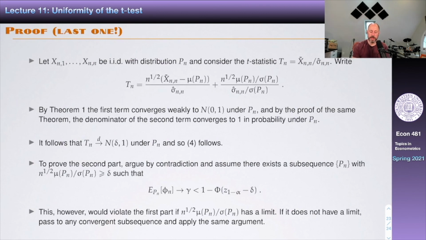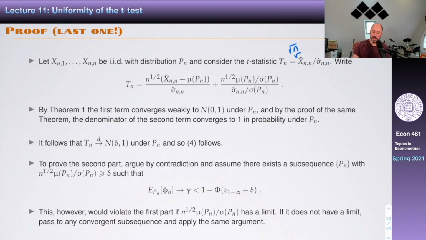The proof is straightforward. Let X1, ..., Xn be IID with distribution Pn, and consider the t statistic. Here I forgot, this is a mistake. There's a square root n missing here. Right, Tn equals square root n times (X bar minus the true mean) divided by sigma hat, and then we add the true mean that we're subtracting here, so we end up with this term over here.